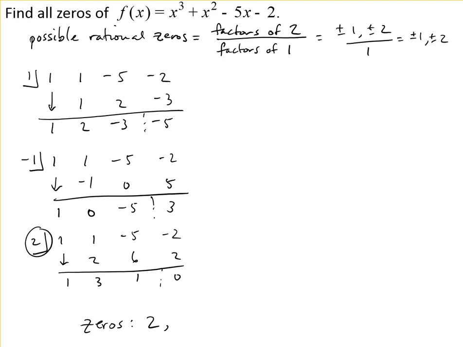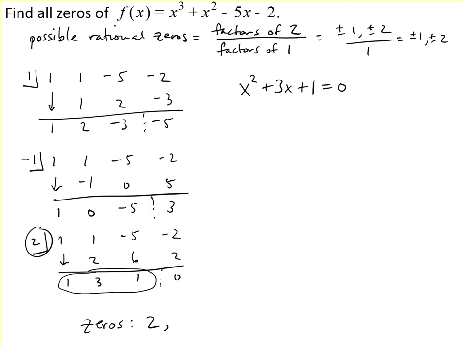And so at this point, since we started off with an x cubed, a degree 3 polynomial, when we did our synthetic division, then this quotient down here is going to be a degree 2, or an x squared polynomial. And so let's go ahead and set that up. That would be 1x squared plus 3x plus 1. So my other 2 solutions here are going to come from setting that equal to 0.